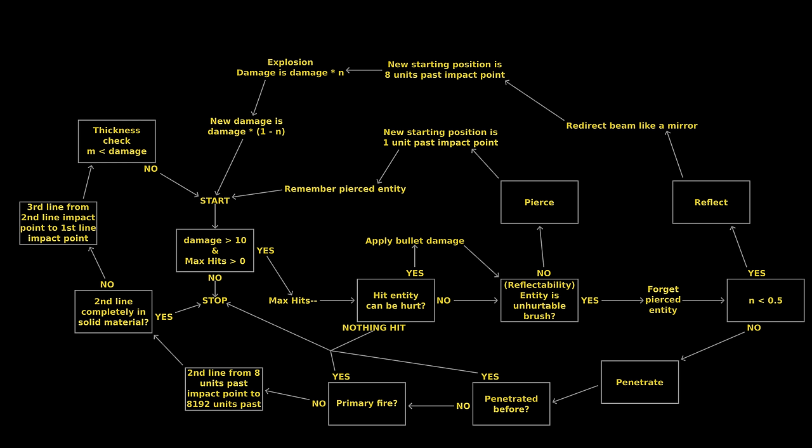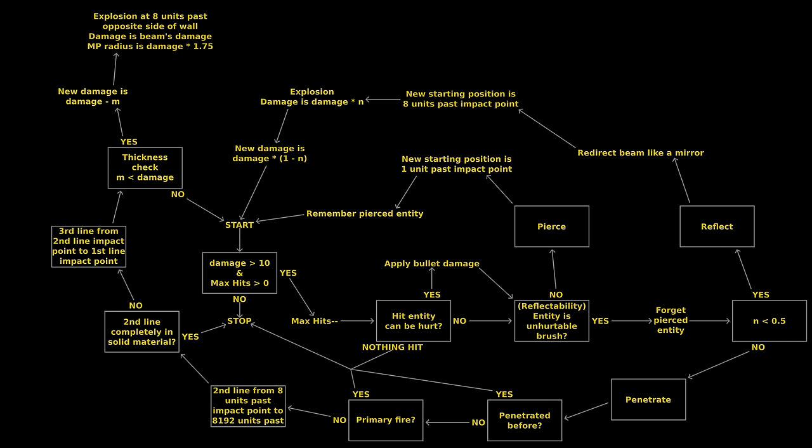If M is less than the beam's damage, the shot can penetrate. When penetrating, the damage amount will first have M subtracted from it. A 200 damage beam could therefore penetrate a 100 unit thick wall and still have a damage of 100, which is actually pretty strong. At the place where the third line stops and 8 units in the direction of the beam, another invisible explosion is created.